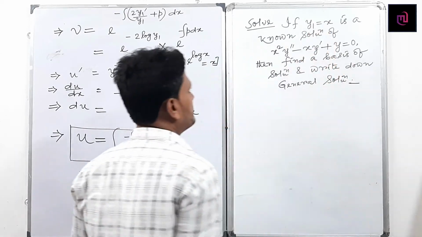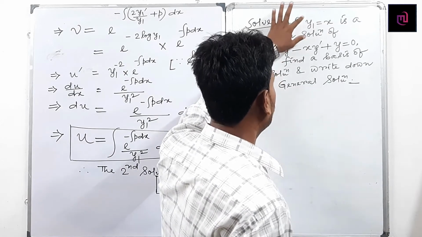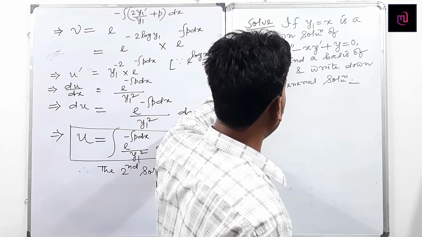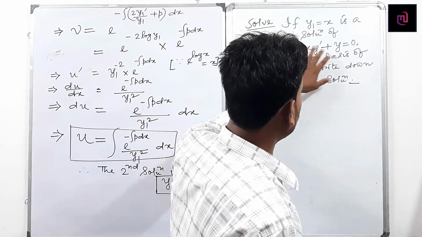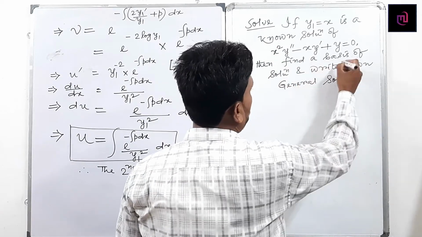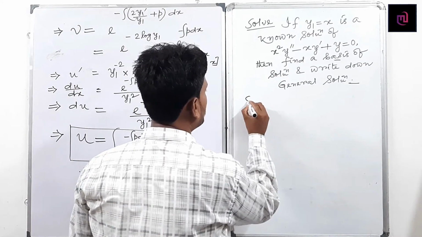So what is given in the problem? One known solution y1 is given, and I have to find y2. The differential equation given is x square y double dash minus xy dash plus y equals 0. So to find the basis of solution we have to find y2, then write down the general solution. So what is the solution in this case?